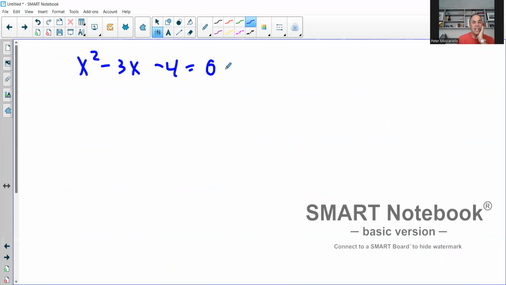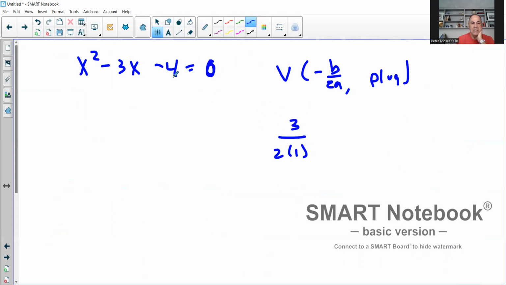We want to find the vertex, axis of symmetry, and all that. So the vertex, remember, is negative b over 2a, and then to get the y, you plug it in. So that's going to be positive 3 over 2 times 1, right? b is negative 3. So negative b is positive 3 over 2 times 1. So that's 3 halves. To find the y value, we have to plug 3 halves in for x.